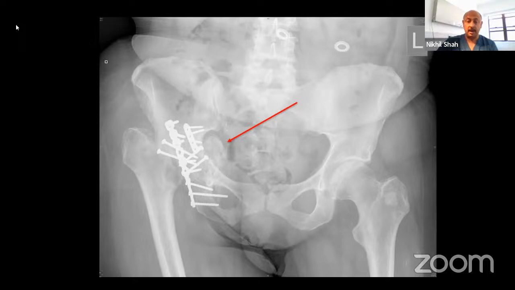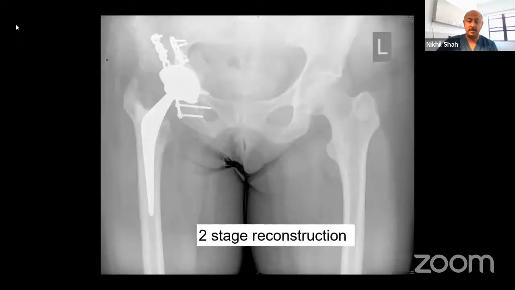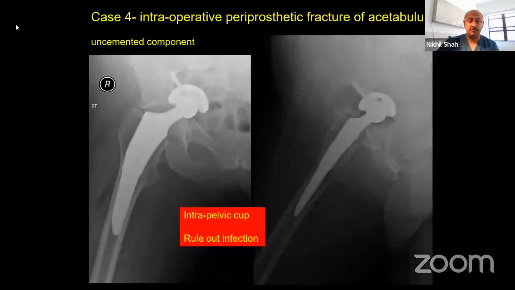And then I left it as a floppy or pseudo hip, or as a Girdlestone, for about 3 months. And then 3 months later, once it had fully healed, I went in to do the second stage total hip replacement using a hybrid construct. And she will also come to about 10 years now this year when she comes for follow-up. This is unfortunately a rare problem, but we do get it from time to time.